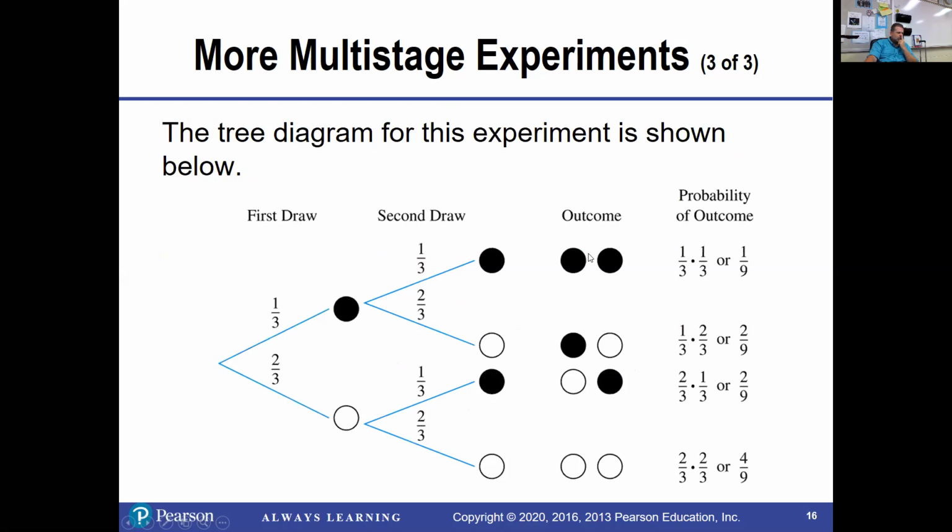Okay, so the outcome of black, black is going to be 1/3 times 1/3, which is 1/9. Black, white would be 1/3 times 2/3, which is 2/9. Same thing for a white and then a black. But a white, white would be 2/3 times 2/3, and you multiply those together, you get 4/9. Okay, which should be the better probability of getting a white, white, because there are more whites in each pot.